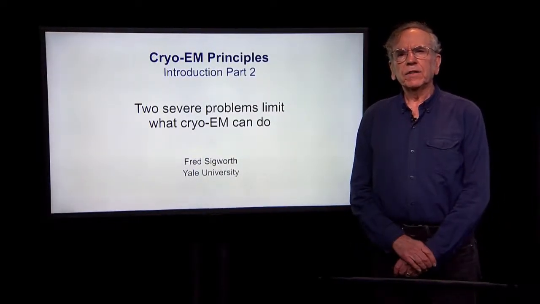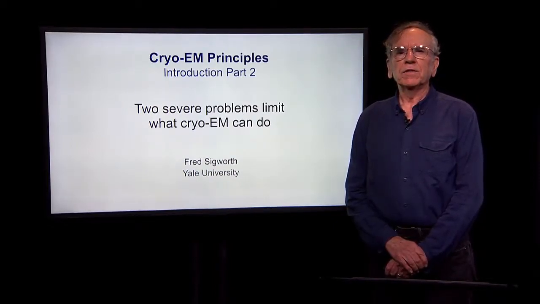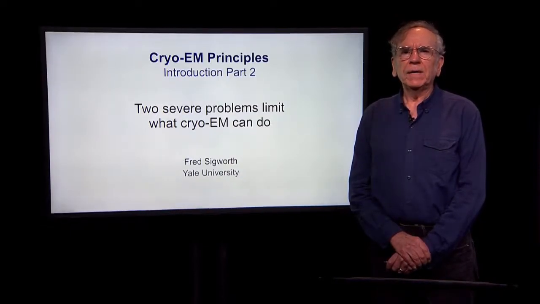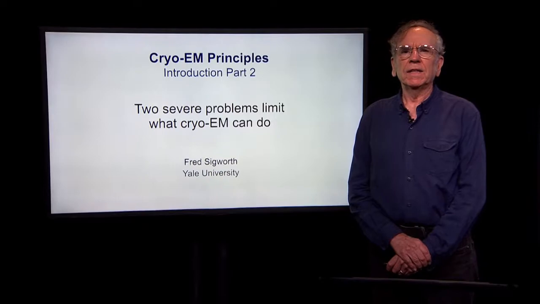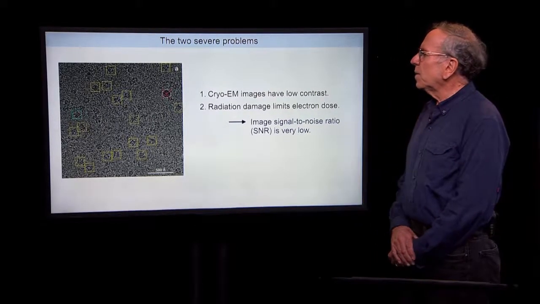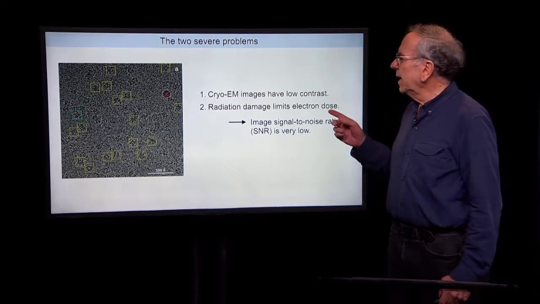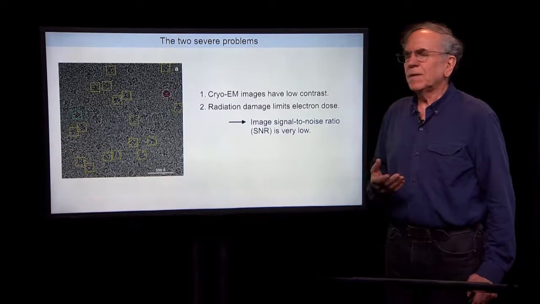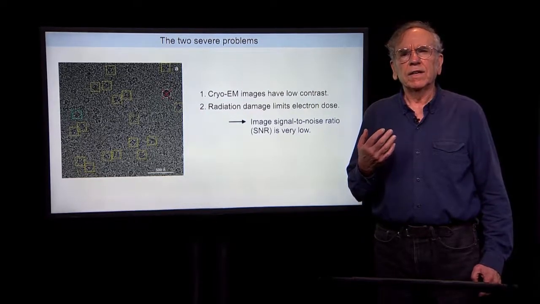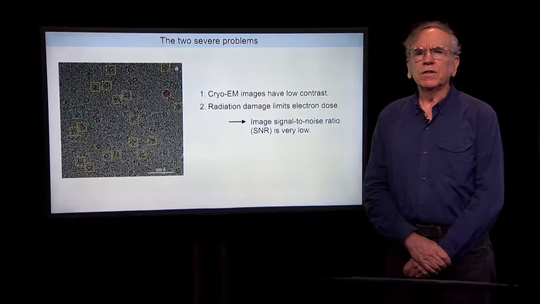Last time we talked about the two remarkable phenomena that make single particle CryoEM structure determination possible. This time we're going to talk about two main problems that really limit the applicability of the method. The two severe problems are, first, that CryoEM images have very low contrast, and second, that radiation damage limits the number of imaging electrons we can use, which means that there's a lot of noise in the images, and that limits the signal-to-noise ratio.